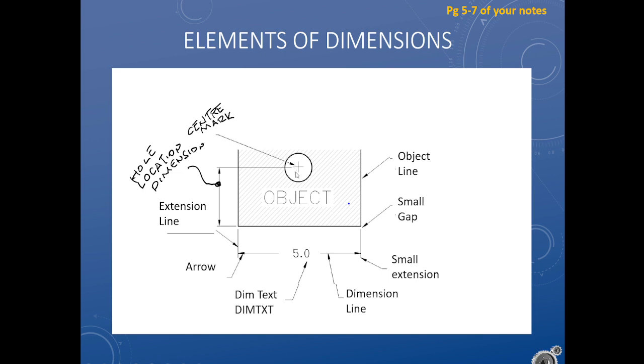Center marks, we talked about those. The real ones that I want you guys to remember: extension lines, straight lines that extend from our objects or from the things we're dimensioning. Dimension lines, the bit with the arrow, go between those extension lines and are orthogonal to them. So dimension line and extension line should be at right angles.